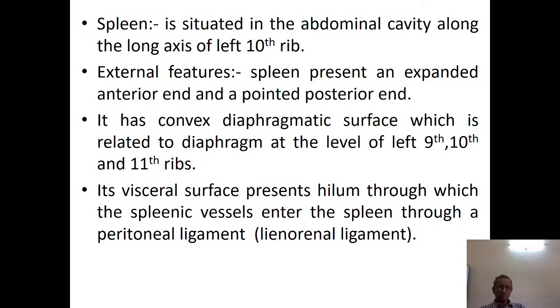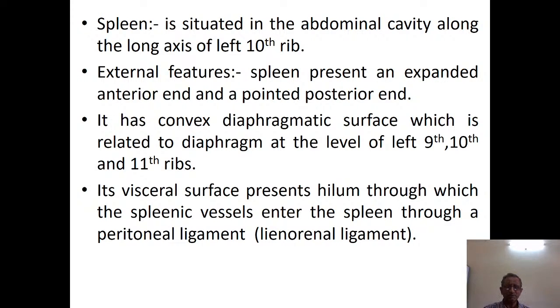The spleen is situated in the abdominal cavity along the long axis of the 10th rib. So it is situated in the abdominal cavity on the left side along the long axis of the left 10th rib. It presents an expanded anterior end and a pointed posterior end. It has a convex diaphragmatic surface which is related to the diaphragm at the level of the 9th, 10th and 11th ribs.